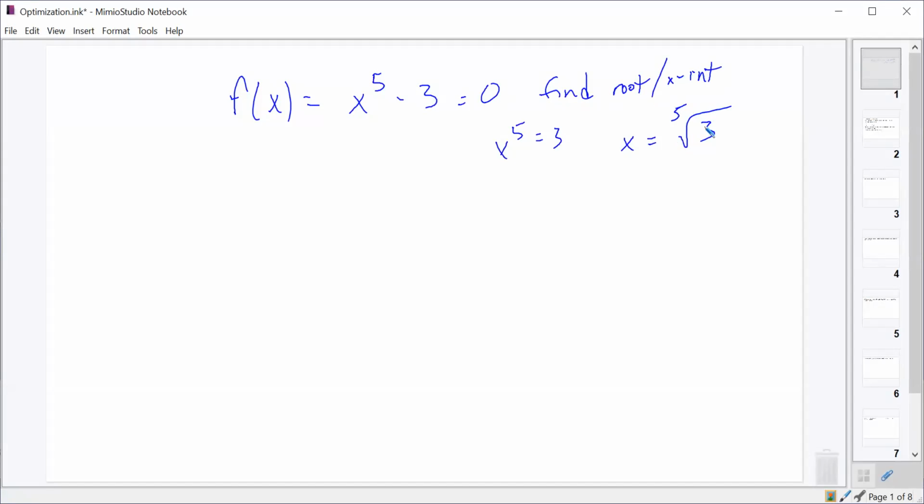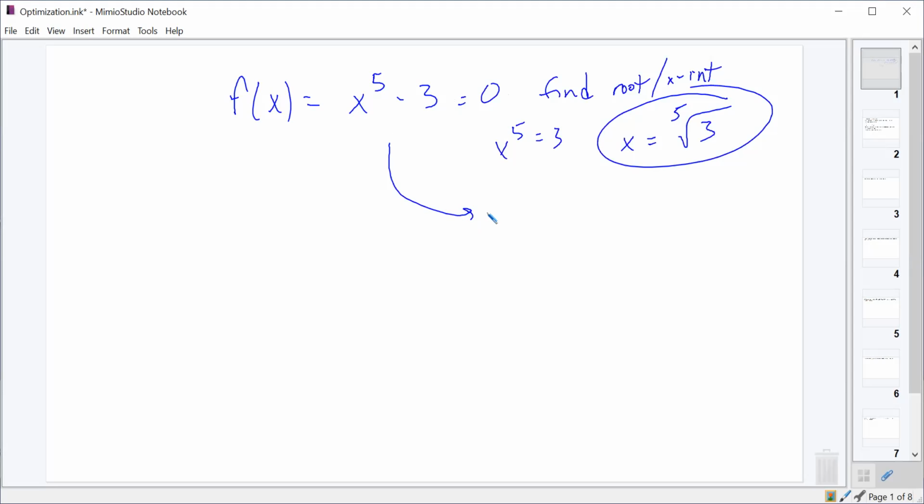And on the homework assignment for Newton's method, I ask you to approximate some value similar to this. Well, this is how you do it: you write out an equation like x to the 5th minus 3 equals 0, and then you find the root of that using Newton's method.